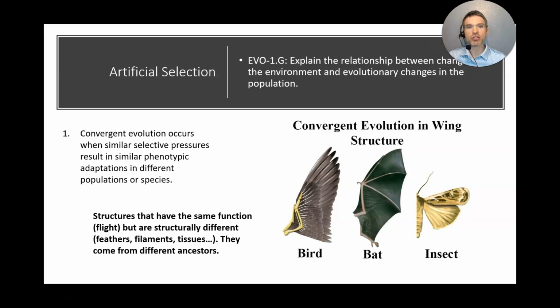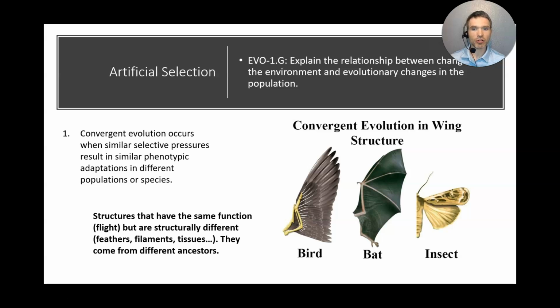The next thing I want to discuss is this idea of convergent evolution. And this is a theme that students get themselves into trouble with now and again. So convergent evolution occurs when similar selective pressures, those are pressures that the environment pushes upon the population, result in similar phenotypic adaptations in different populations or species.